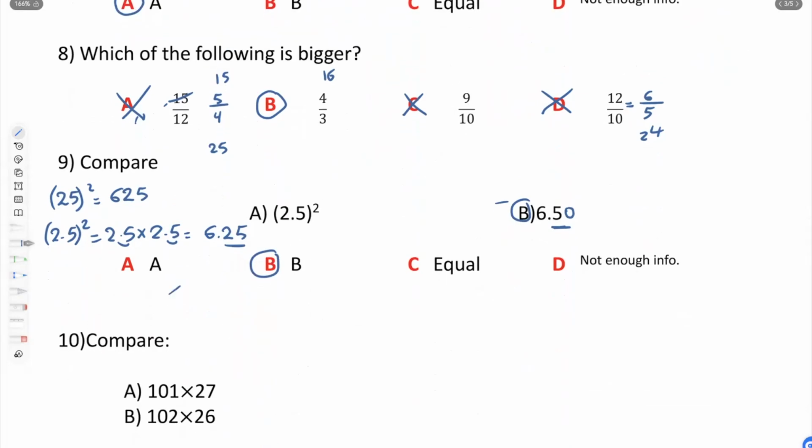Question 10. Compare between 101 times 27 and 102 times 26. First, you will subtract 101 and 102. 102 minus 101 is 1. Put it with the greater one, put it here. Also, for 27 and 26, 27 minus 26 is 1. Put it with the greater, put it here. So we have 101 times 1, which equals 101, and 1 times 26, which equals 26. 101 is greater than 26. It means A is greater, the answer is A.